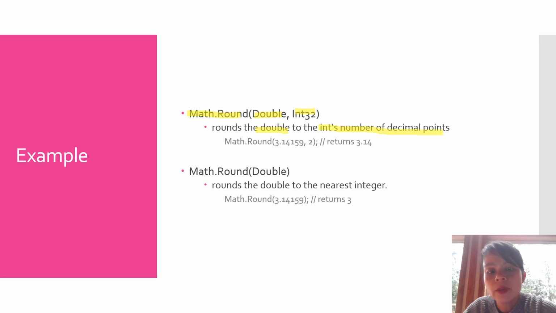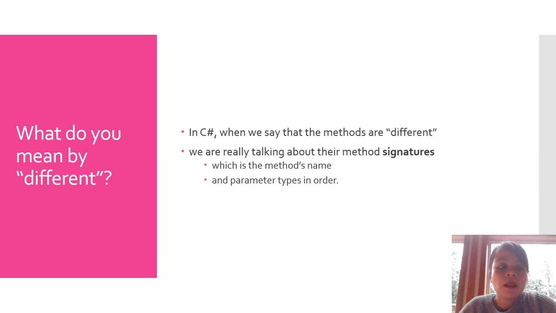So if you have 3.14159 and 2, it's going to round it to 2 decimal points, 3.14. If you just put one argument in there, like if you just put 3.14 in there, it would just return 3. It will round to the nearest integer. So in C#, when we say that methods are different, what we're really talking about is the method signatures, okay, which is the method's name and the parameter types in order.